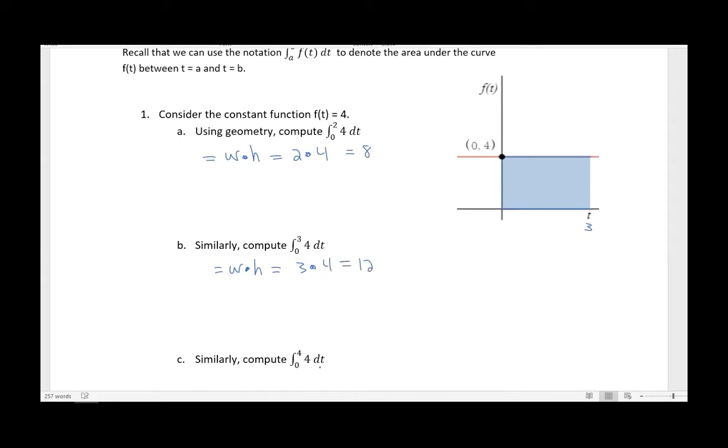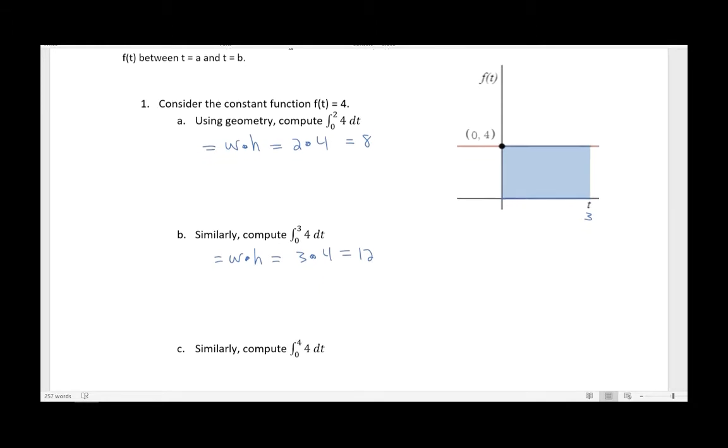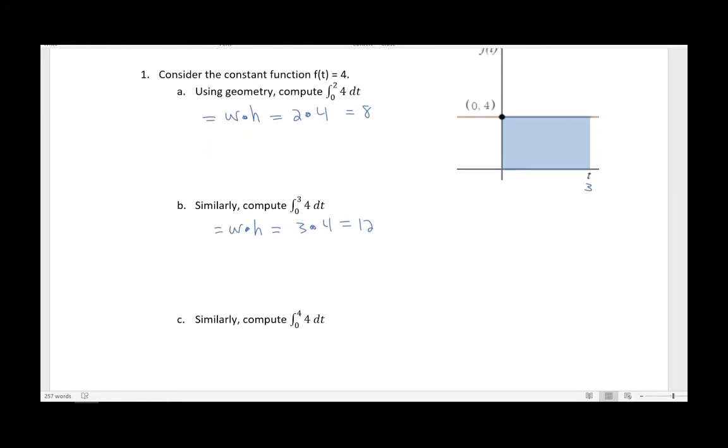Now the next one is to integrate from 0 to 4. So let's say I now erase this and call it 4. So I have width times height for that integral. And so the width, again, is this distance of 4. And then the height is also 4. We get 16 in that case.